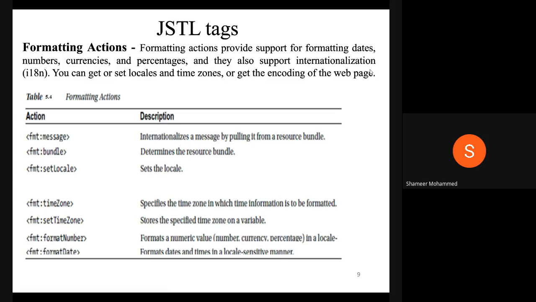You can display the message in Chinese, you can display the message in Arabic, you can display the message in English, you can display the message in Spanish language or Dutch language, any language. So how? Using these tags. This is known as internationalization. So these are all tags used to do formatting. In the next slide, you can see the example.